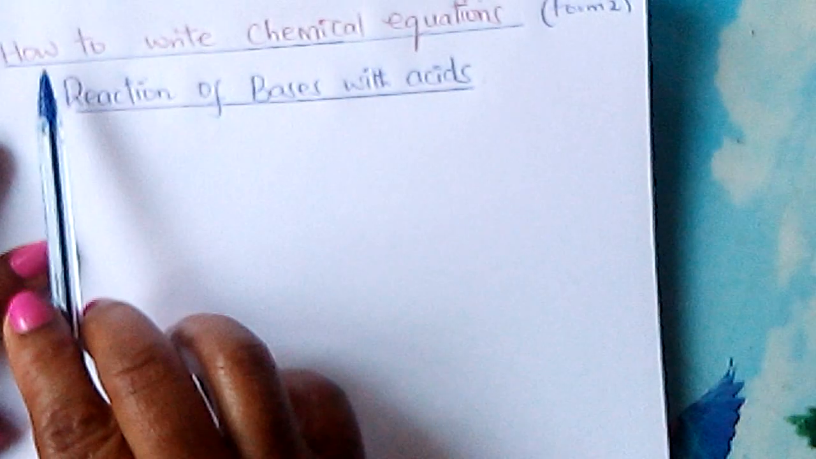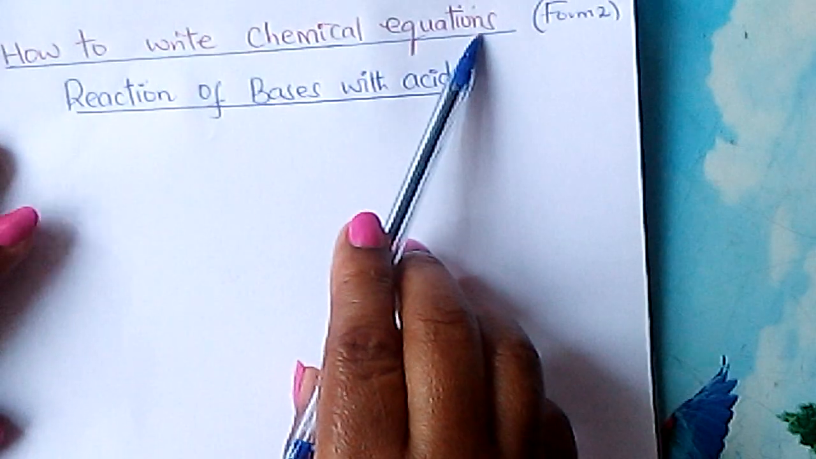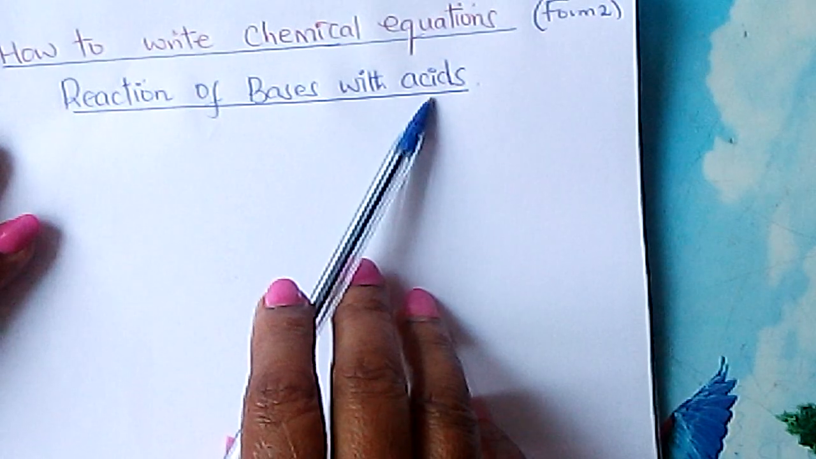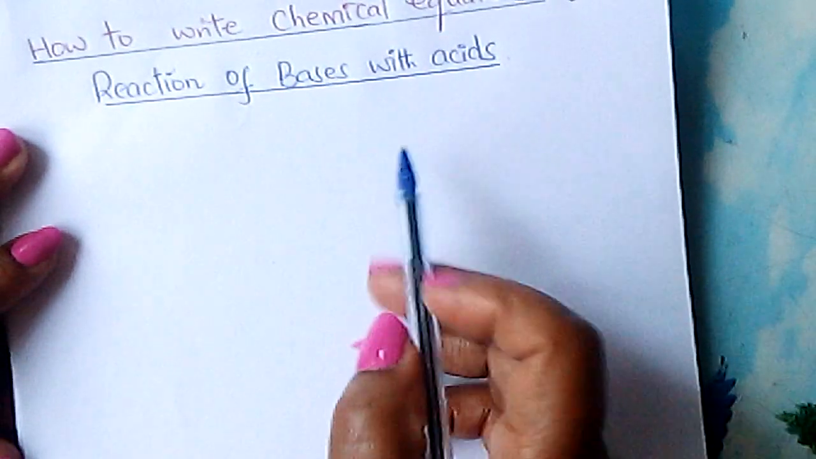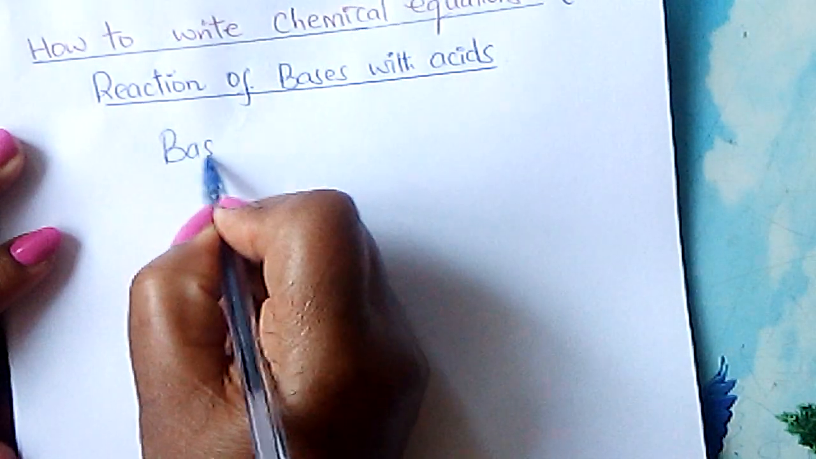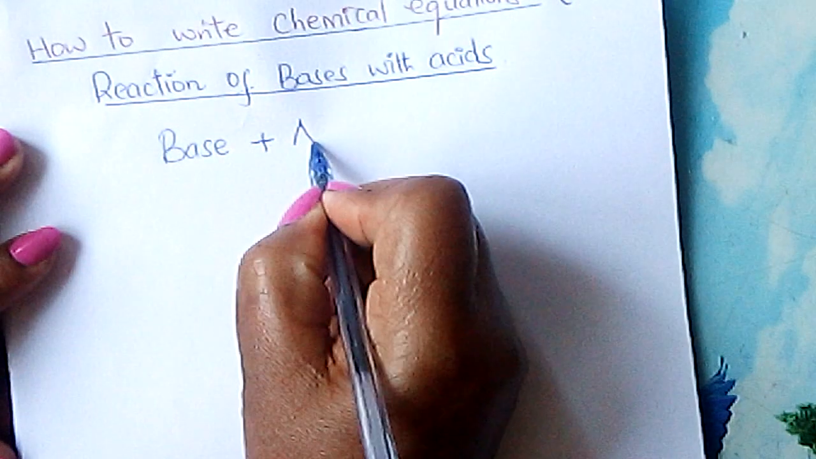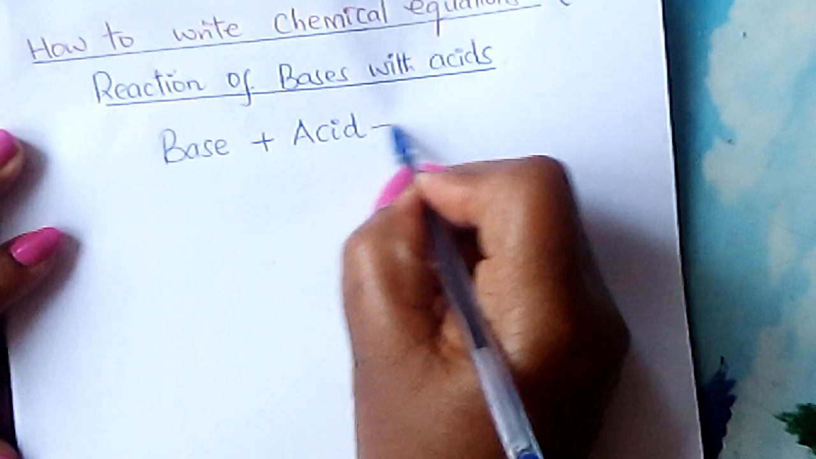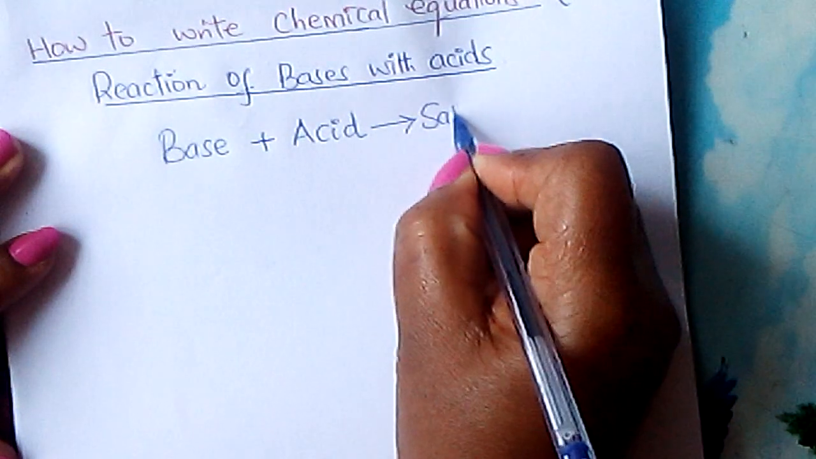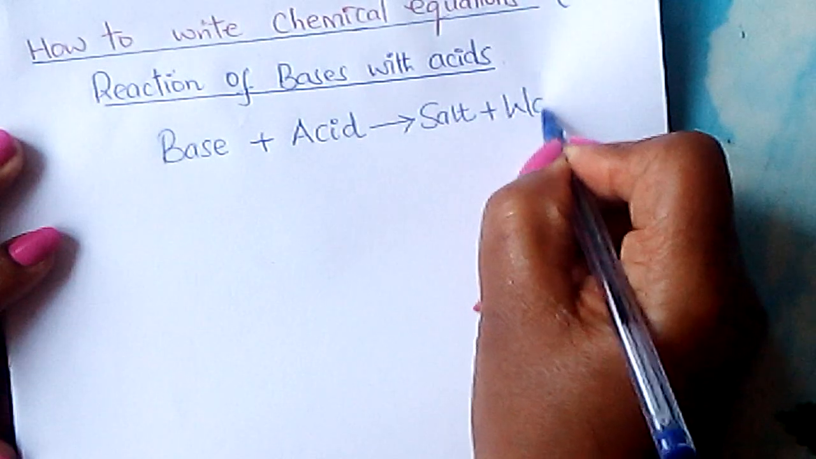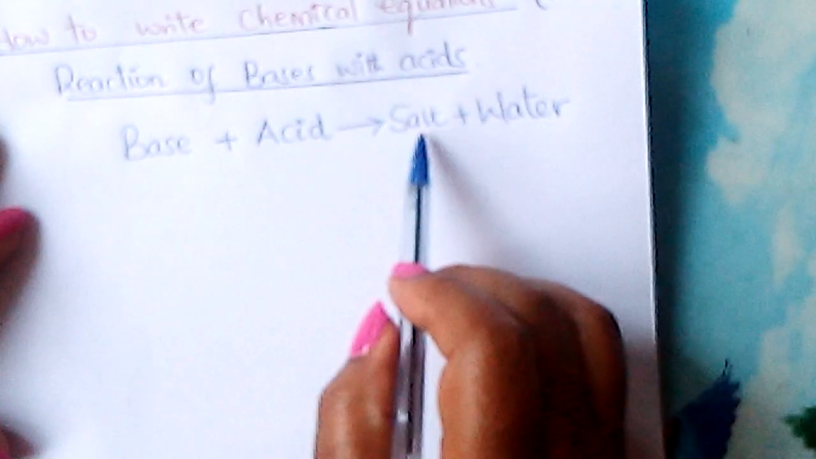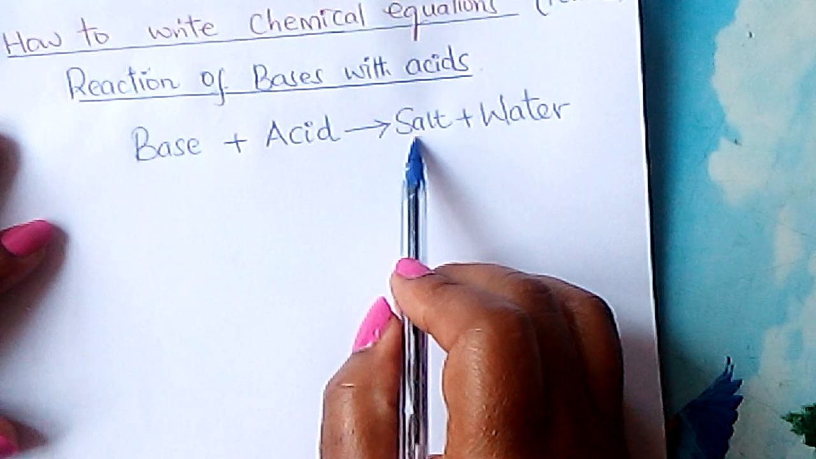Form 2 Chemistry, and we are going to look at how to write chemical equations for reactions of bases with acids. Learner, I know you have done it with your teachers and you have come across this general formula: a base plus an acid will always give you what? You need to know the products. It will always give you salt and water. Look at that, learner. Salt and water. You need to master this. You cannot write an equation of a base and an acid without knowing the products it will produce, salt and water.